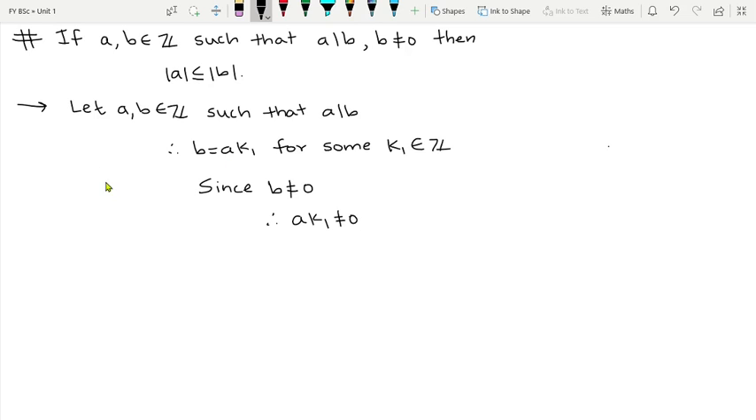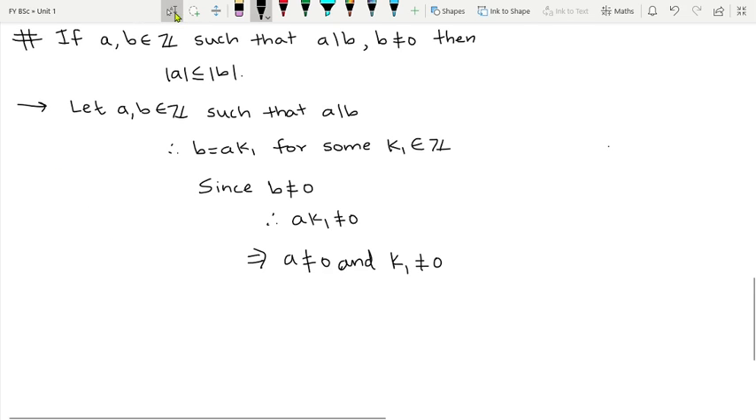Now since this a k1 is non-zero, what can you say about a and k1? This a and k1 both should be non-zero only. Because if even one of them is 0, then this value of a k1 will be 0, isn't it? So therefore both a and k1 should be non-zero. So this implies a should be non-zero, as well as k1 should be non-zero.